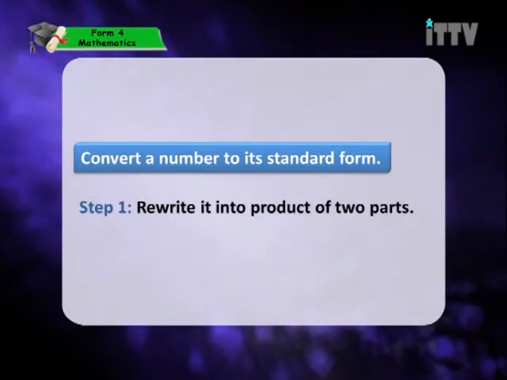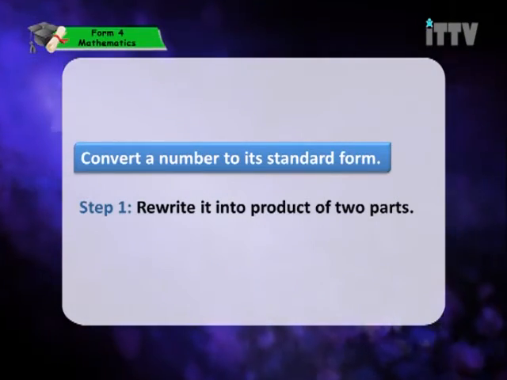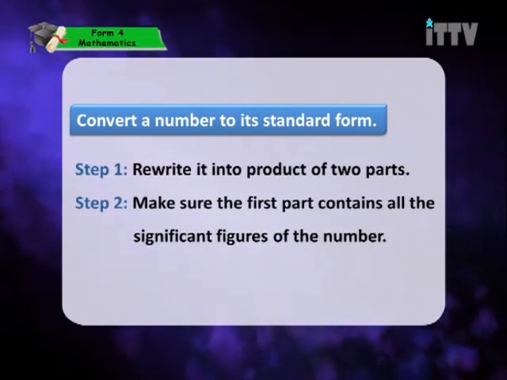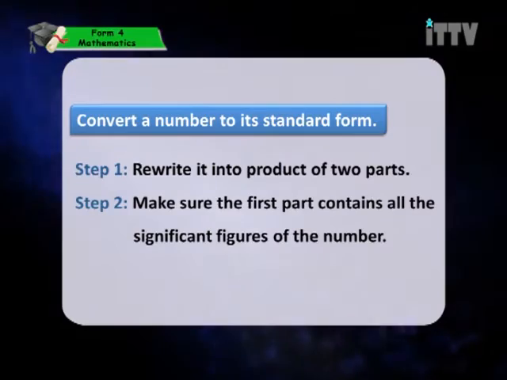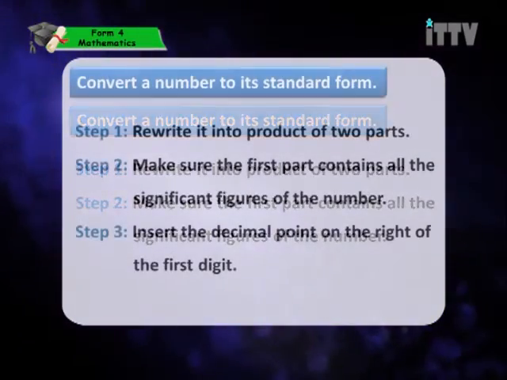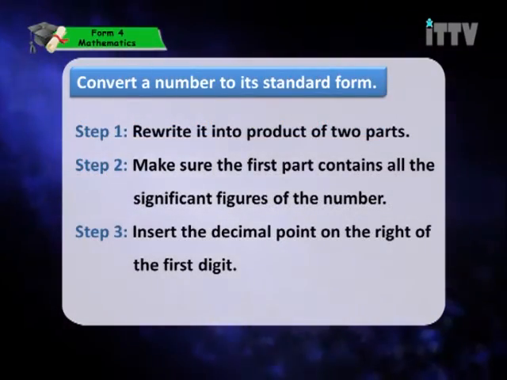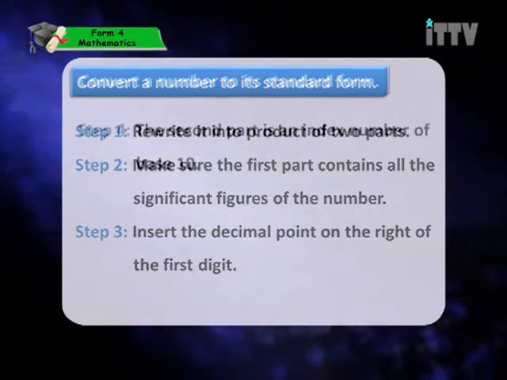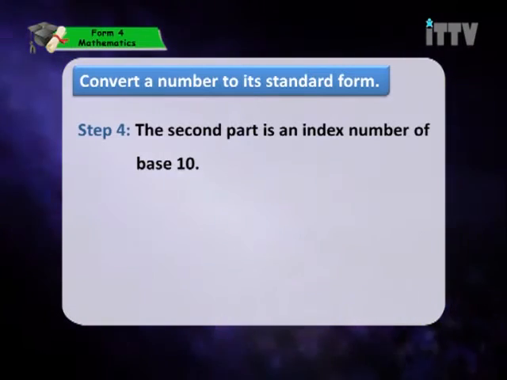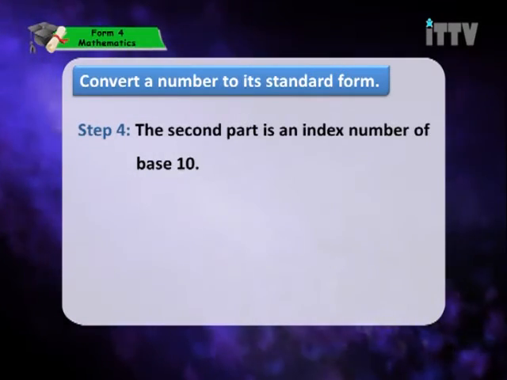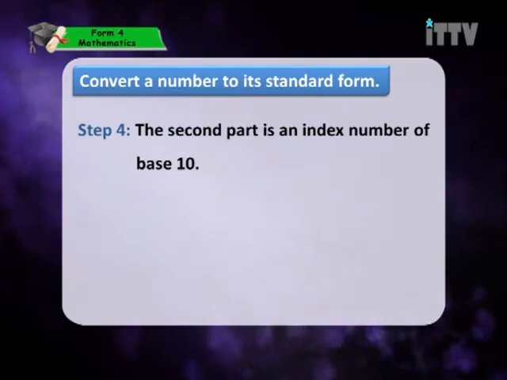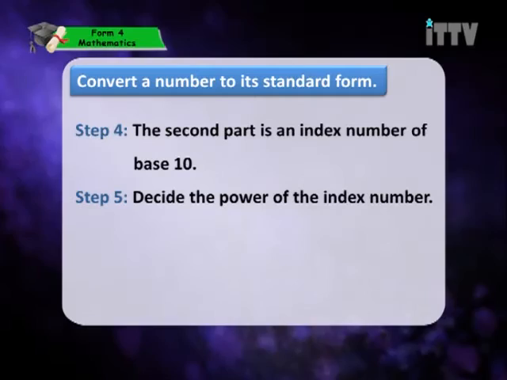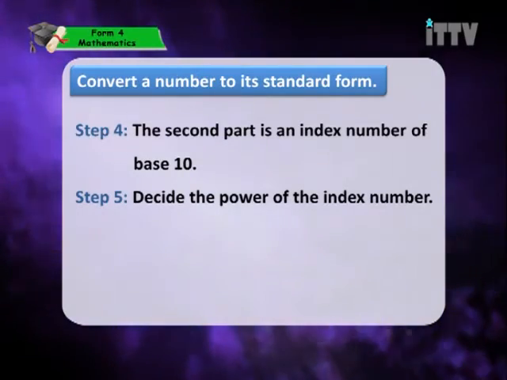Alright, so now the 5 steps: rewrite it into the product of 2 parts. Second step, make sure the first part contains all the significant figures of the number. In step 3, insert the decimal on the right of the first digit. In step 4, the second part is an index of base 10. And step 5, decide the power of the index number.